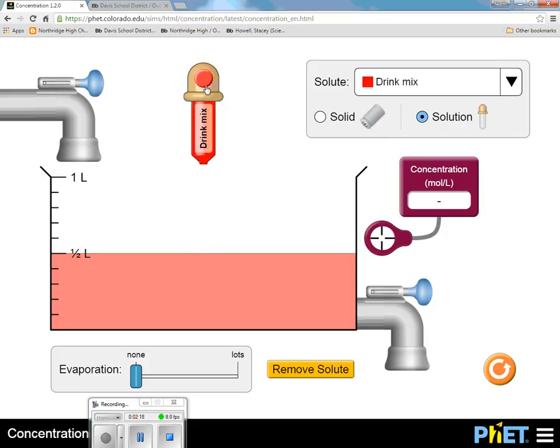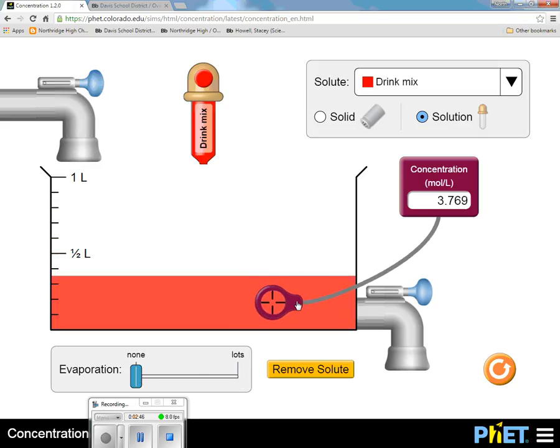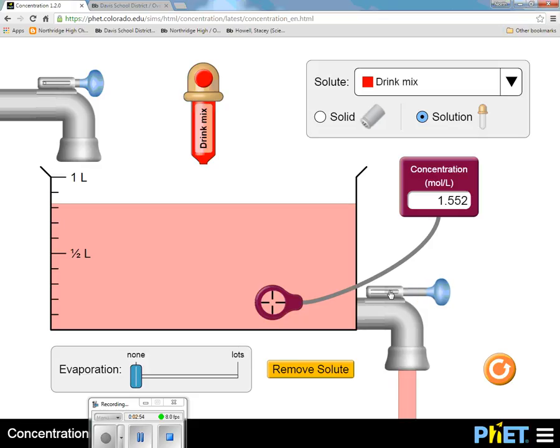Okay. I can add solution to change it. I can find out what the concentration in moles per liter is. Let's see if it'll let me drain. I can drain some of it. I can put some more water in. And when I put more water in, notice what happened to the concentration. I can also have some evaporation taking place. And what happens to the concentration when I'm evaporating? It goes up. So if I add water, what happens to the concentration? It goes down. What if I remove water? It stays the same. Good.